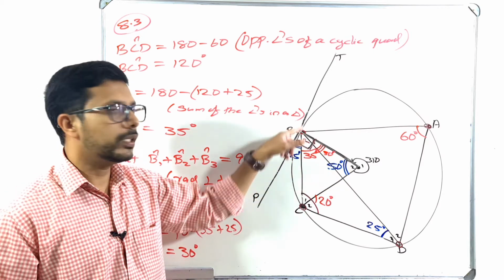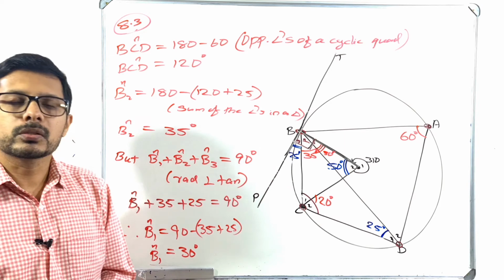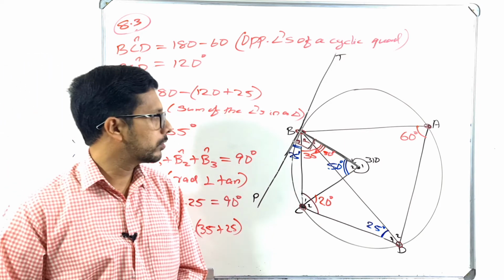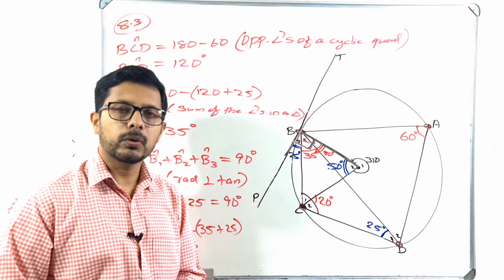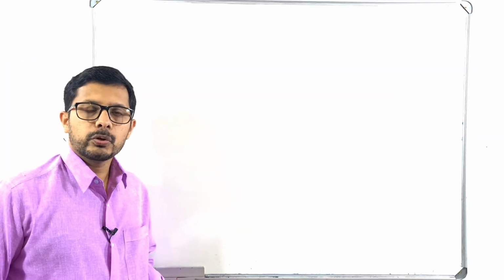That means radius is perpendicular to tangent. You understand? Okay. So that is the second question, question number 2. I hope you understand. Now let's move to the next question.